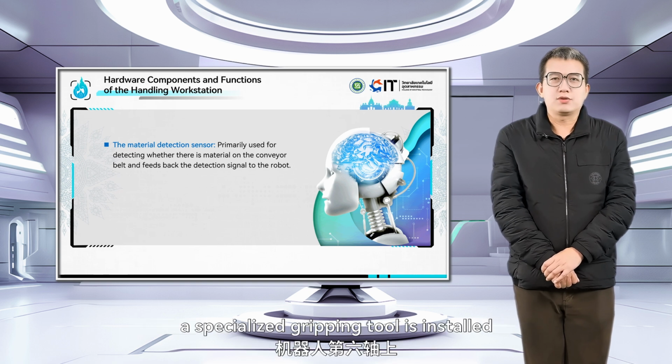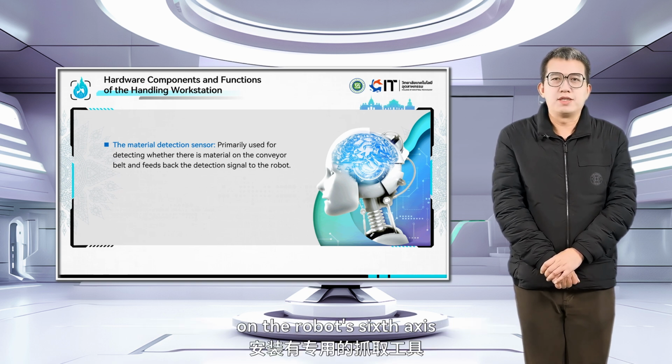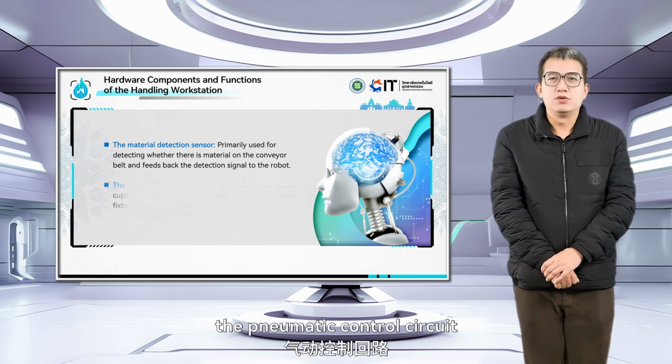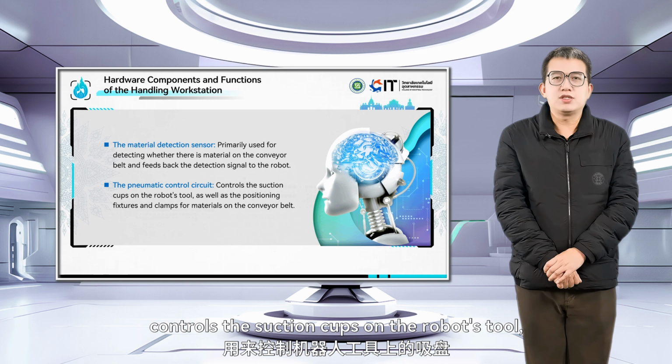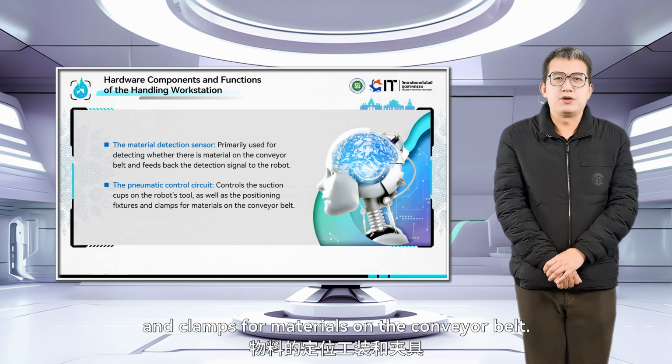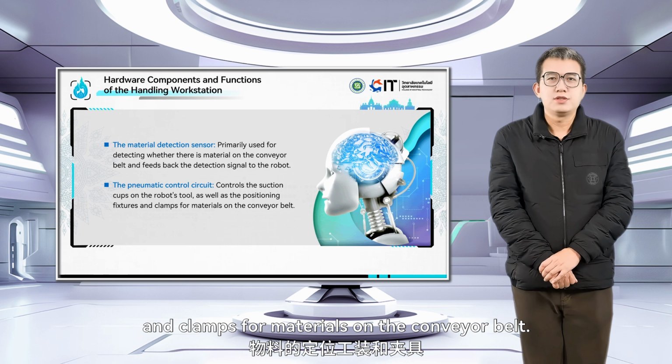A specialized gripping tool is installed on the robot's 6th axis to assist the robot in grabbing and storing materials. The pneumatic control circuit controls the suction cups on the robot's tool, as well as the positioning fixtures and clamps for materials on the conveyor belt.